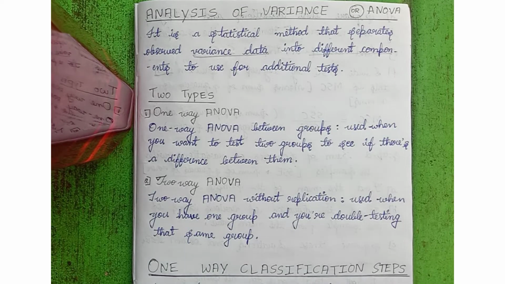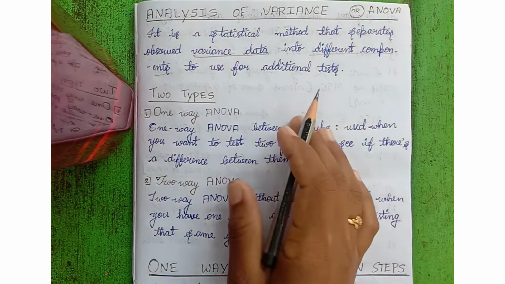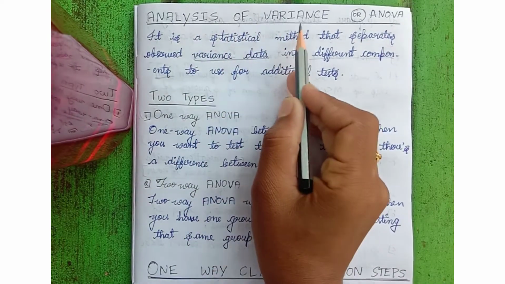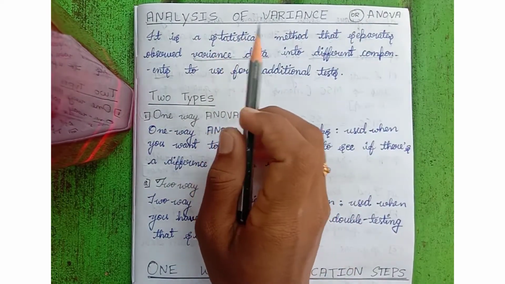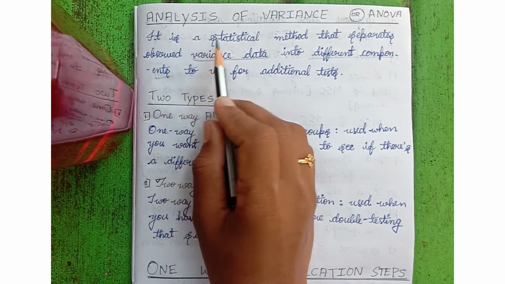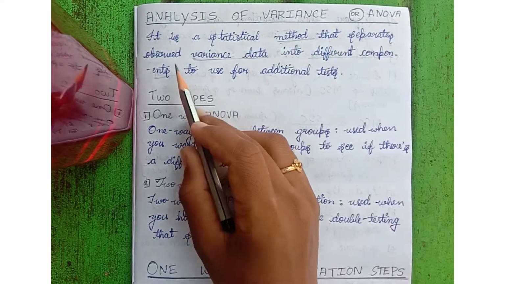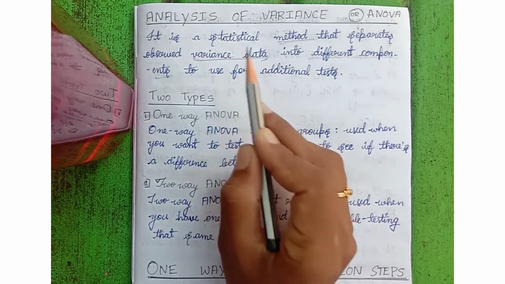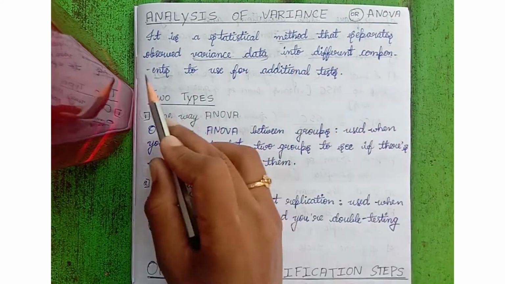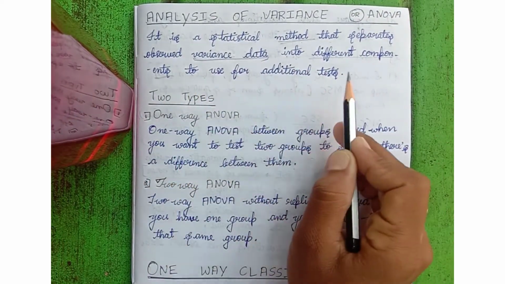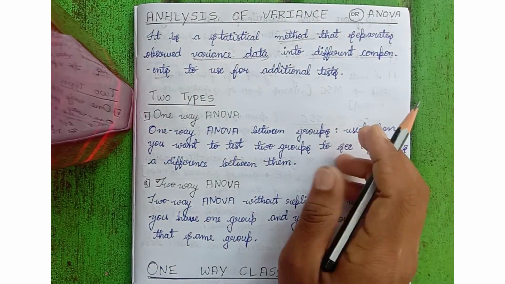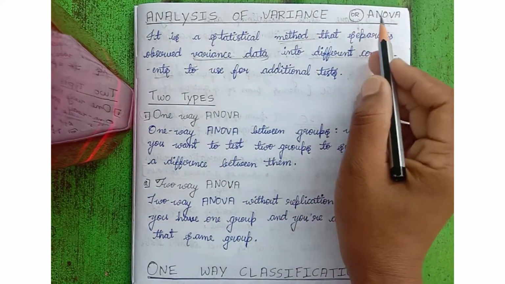So in this video I'm going to tell about the ANOVA. ANOVA means analysis of variance. So the meaning of ANOVA is it is a statistical method that separates observed variance data into different components to use for additional tests. So if you want to test anything, you can use ANOVA.